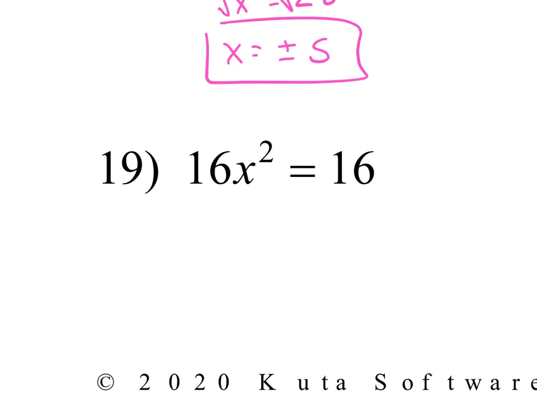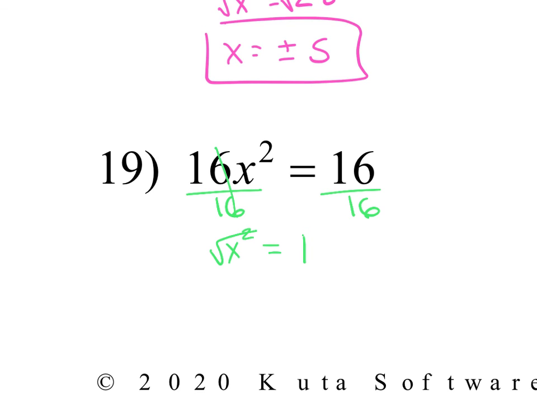Last one. Yay, 19. What do we do first? If 16 is being multiplied to x squared, how do we get rid of that? Awesome. Divide by 16. So you always do the opposite. So since 16 is being multiplied, we divide it to get rid of it. So we have x squared is equal to, what's 16 divided by 16? 1.